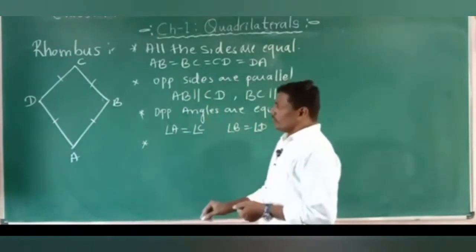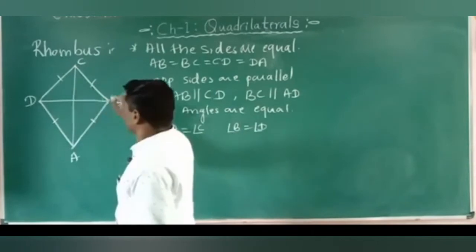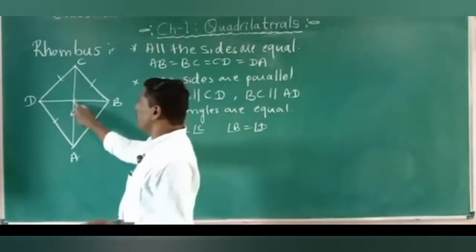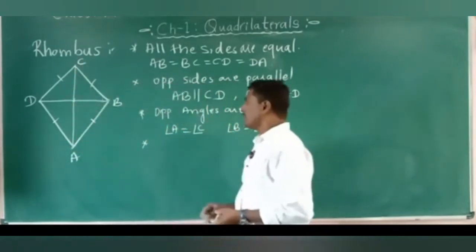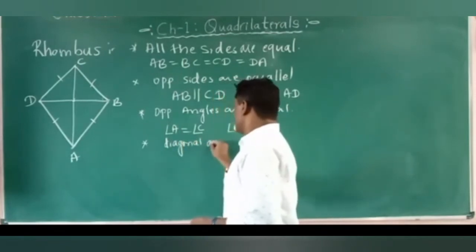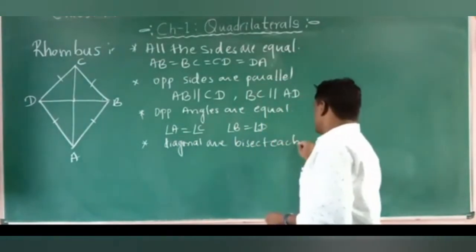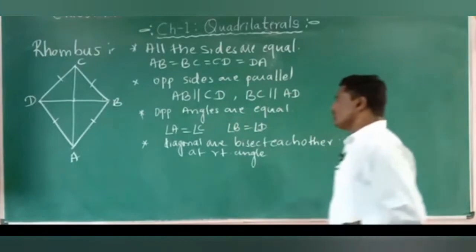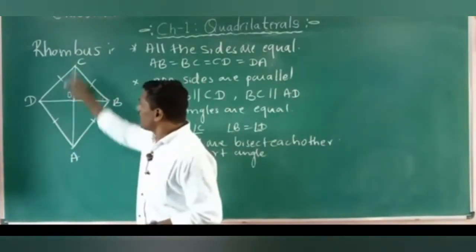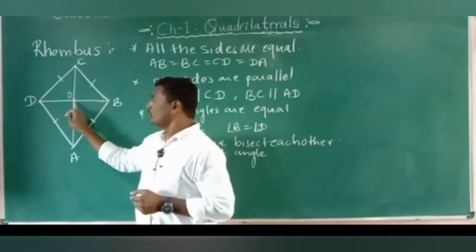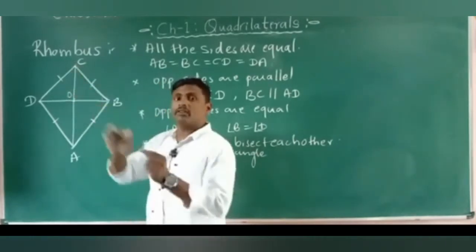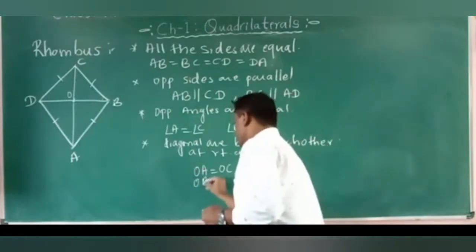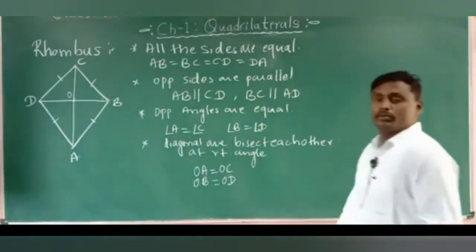Next, when two diagonals intersect in the rhombus, we can draw a maximum of two diagonals. When these two diagonals intersect at one point, they are equally bisected. It means the diagonals bisect each other. When diagonals AC and BD intersect at point O, the length of OA is equal to OC. The diagonal is bisected, which means it divides into two equal parts. So OA is equal to OC and OB is equal to OD.